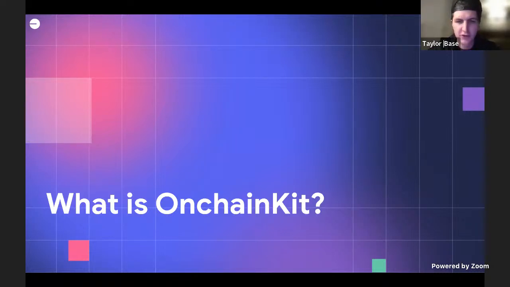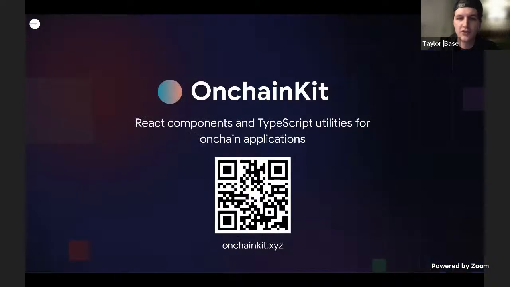So I want to introduce OnchainKit. OnchainKit is a toolkit composed of React components and TypeScript utilities for building on-chain applications. This is a toolkit that's built in-house at Coinbase by a team. It's fully open source, and the goal of it is to help developers build and superpower their on-chain applications. This also includes applications like frames. If you follow the QR code link here, it'll link you to the OnchainKit developer docs.